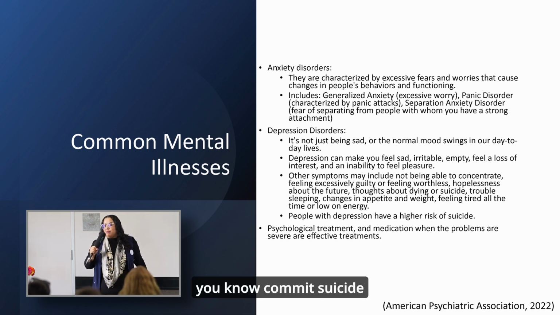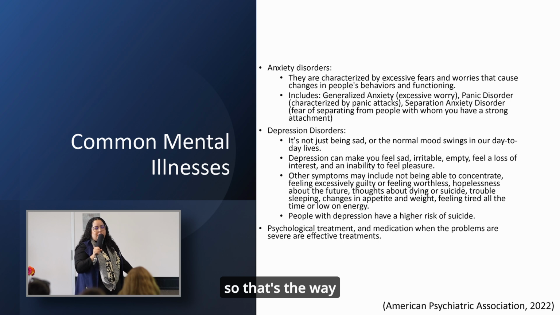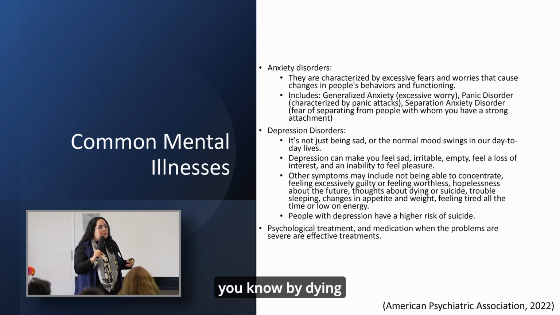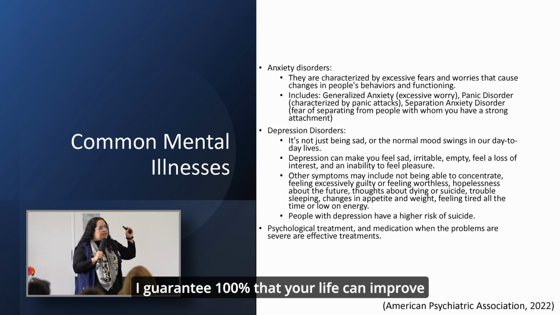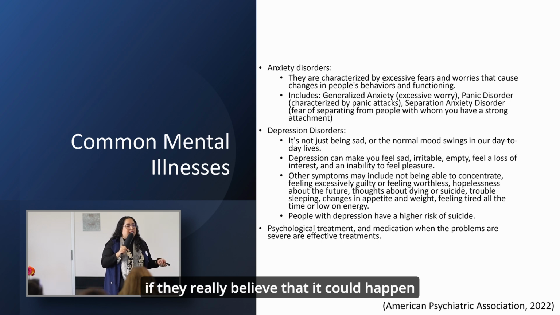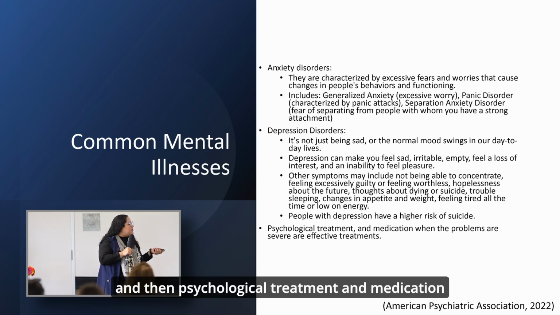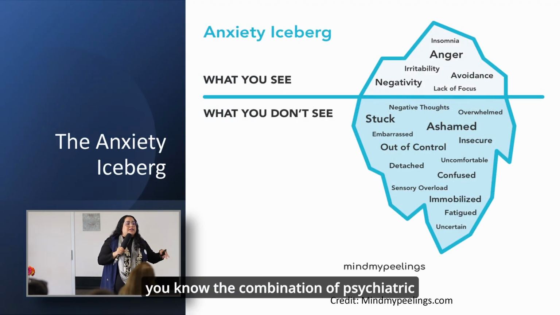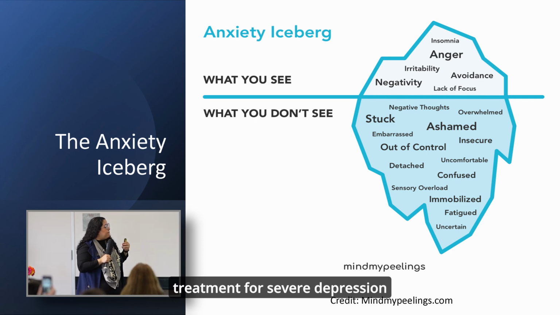People who commit suicide, it's not because they really want to die. They just don't want to suffer, right? So that's the only way they see they can accomplish that, by dying. But if someone were to say, okay, I guarantee 100% that your life can improve, maybe they wouldn't make that choice, right? If they really believe that it could happen. And then psychological treatment and medication when the problems are severe are effective treatment. So like we mentioned before, the combination of psychiatric medication with psychotherapy is the best treatment for severe depression.